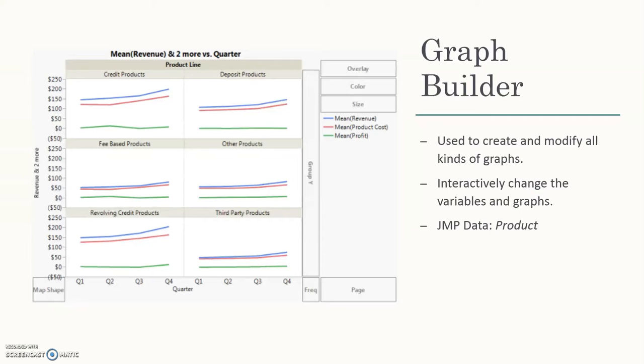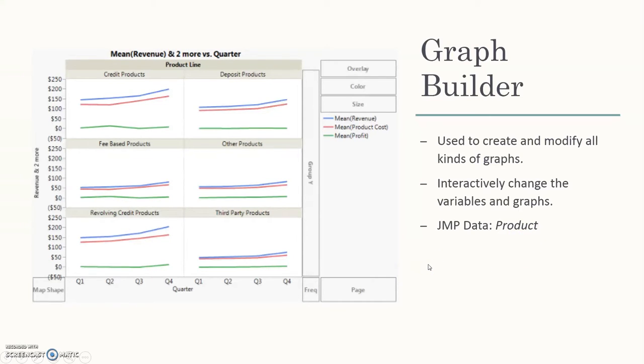For example, if you have data from multiple product lines and their profit data, you could analyze how the profitability is different between product lines. And that's kind of what we're going to do here. This is the result, but we're looking at the JMP data product.